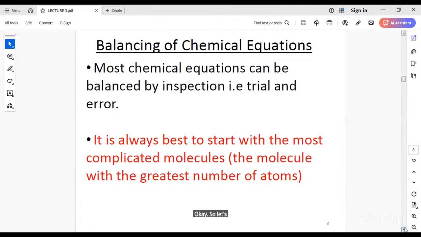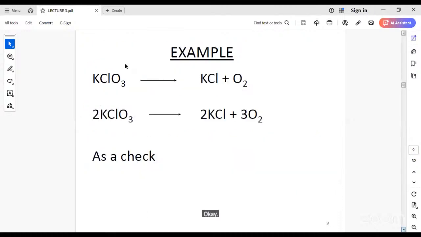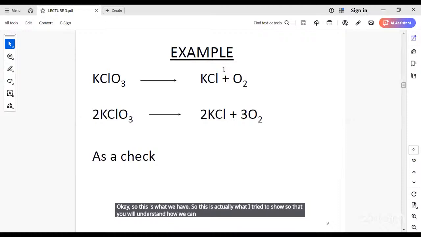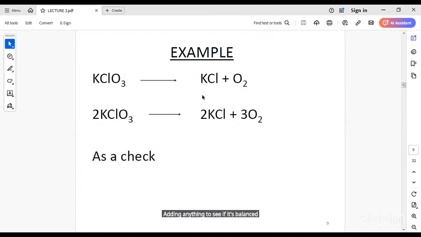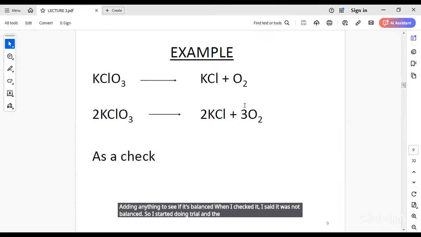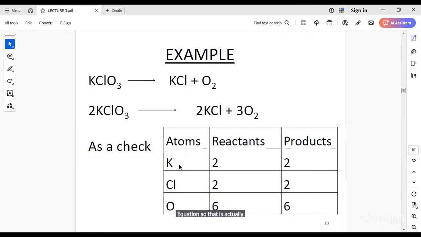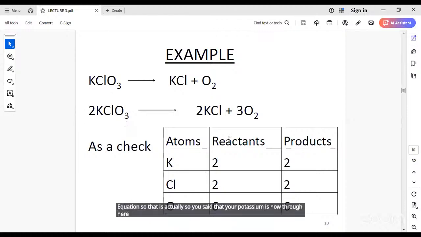So let's see what we have on the next slide. Okay, so this is what we have. This is actually what I tried to show so that you will understand how we can balance an equation by looking at the number of atoms on the reactant and the number of atoms on the product. So you have seen how I did it. First of all, I looked at the equation without adding anything to see if it's balanced. When I checked it, I saw it was not balanced. So I started doing trial and error to make sure that my equation is balanced. So this is now the balanced equation. You see that your potassium is now 2 here, your chlorine is 2, your oxygen is 6. So this is how you check. But you see, when I did it, we started with 1, 1 to see if it was balanced.